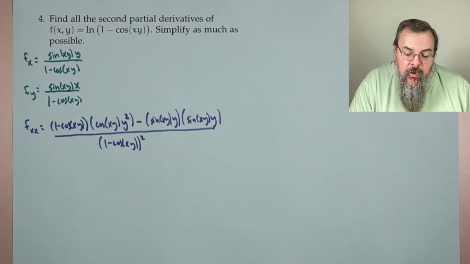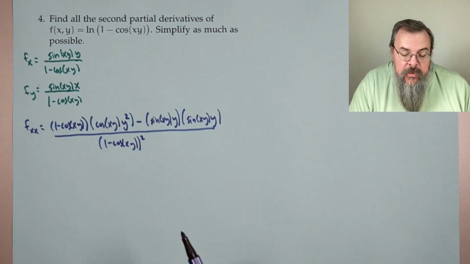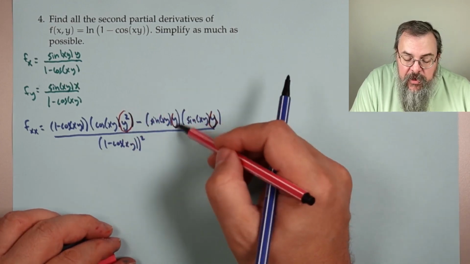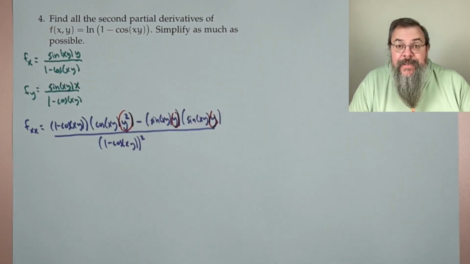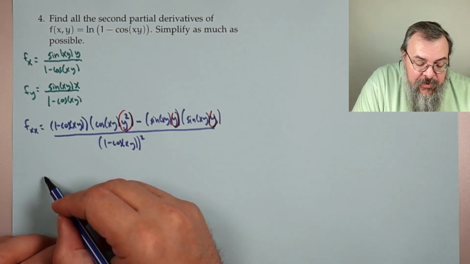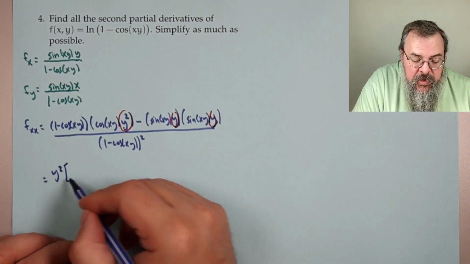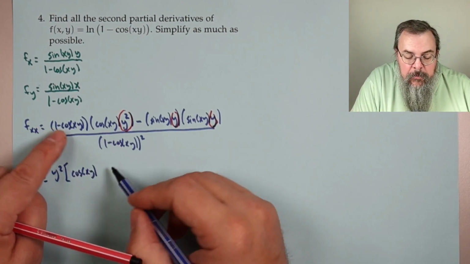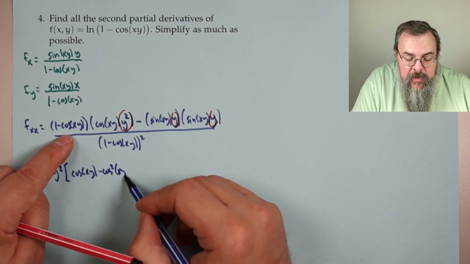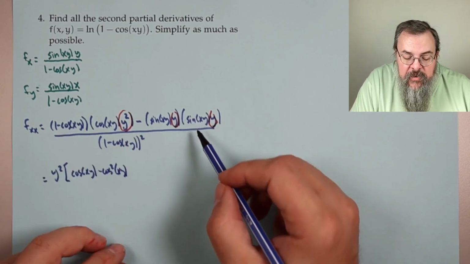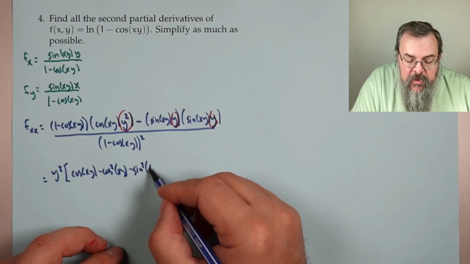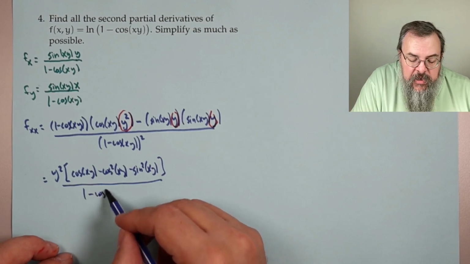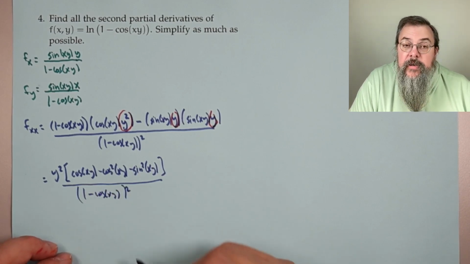Now, what do we see? Well, you might notice this has a y squared. This has a y and a y, which is also a y squared. That's common. Let's pull it out. So we end up with y squared in the front. And then cosine of xy minus cosine squared of xy. And then here, minus sine squared of xy. All right? All over 1 minus cosine xy squared.